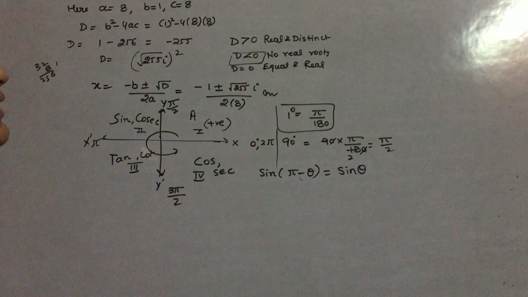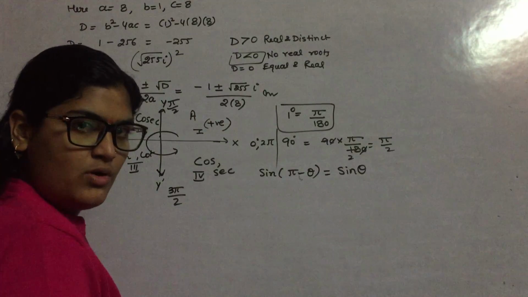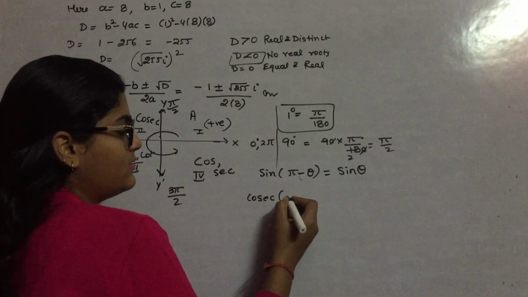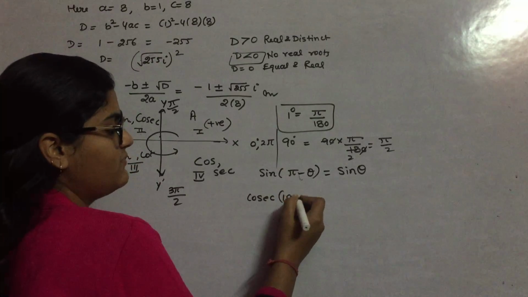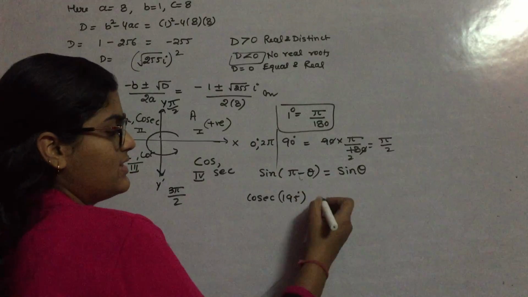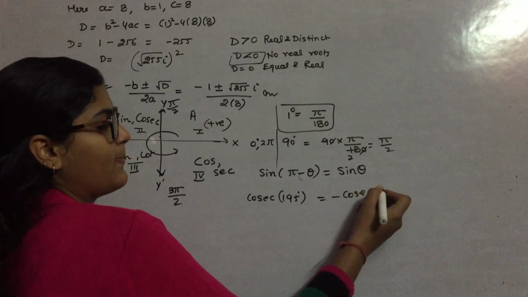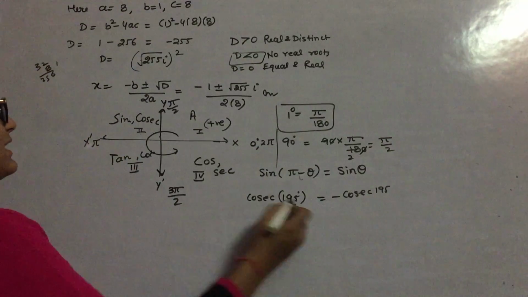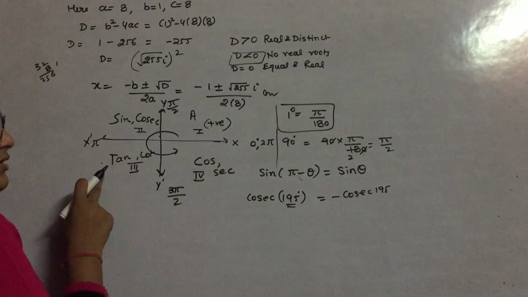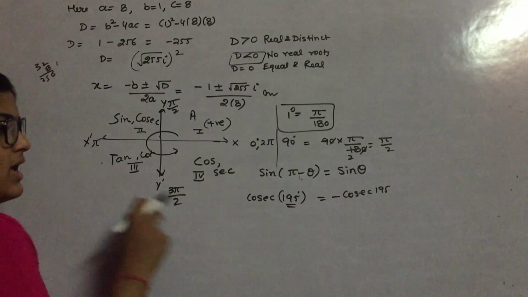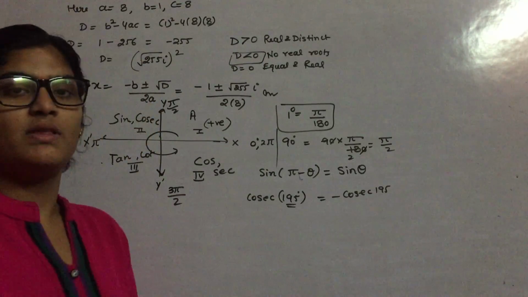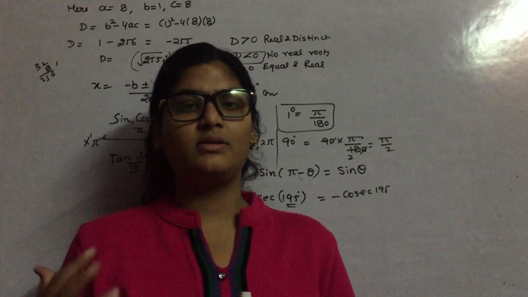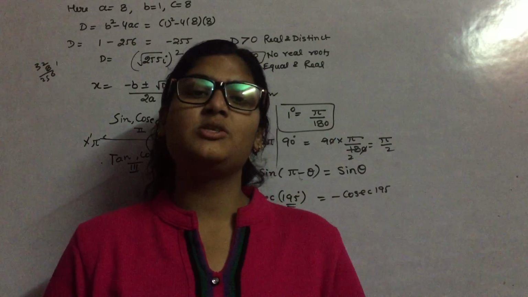Okay, so in this way you can evaluate the value, like if you are asked for cosec 195, let us suppose. Here the value is minus cosec 195. Okay, why? Because 195 is greater than 180, that means it lies in the third quadrant, and cosec is negative in the third quadrant. Okay, so I hope you understand the sign convention of the polar form and trigonometry as well.